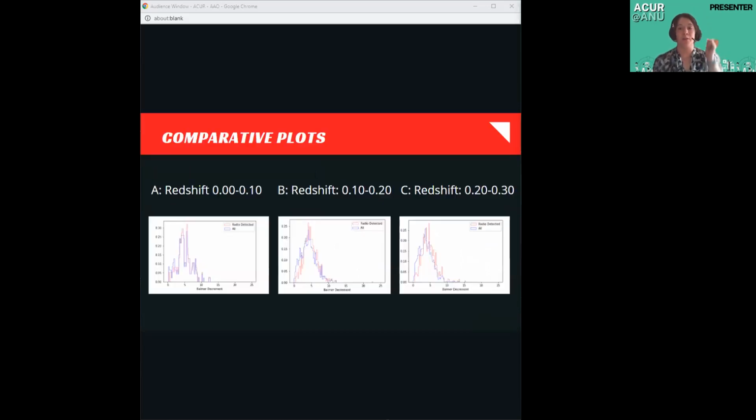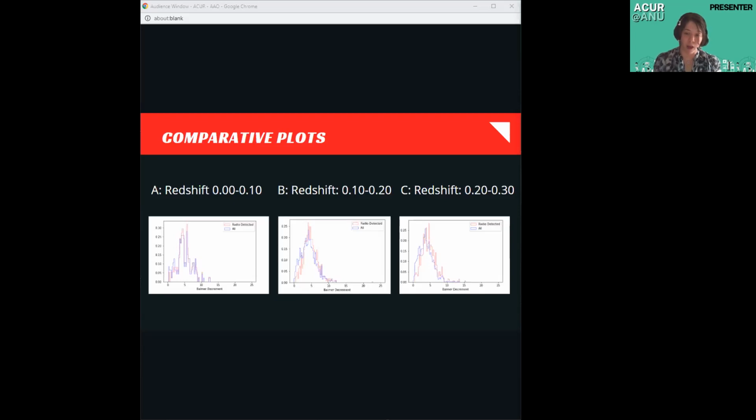So these graphs demonstrate the obscuration level for each data set. These graphs are split into the 3 distinct groups we saw in the previous slide. The red line is labeled radio detected, which is the radio data. The blue line is labeled all, which is the optical data. In the first image, which is plot A, we can see that both data sets have a similar shape and that the radio data has a slightly higher Balmer decrement count, but nothing significant.